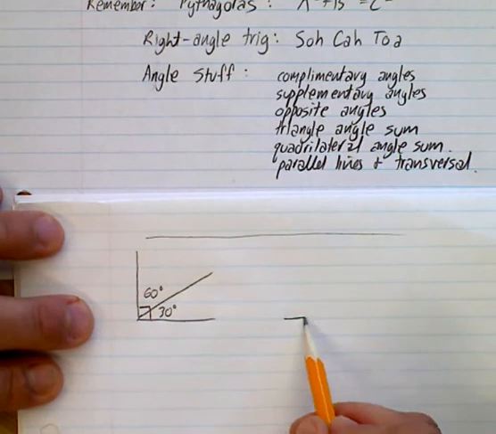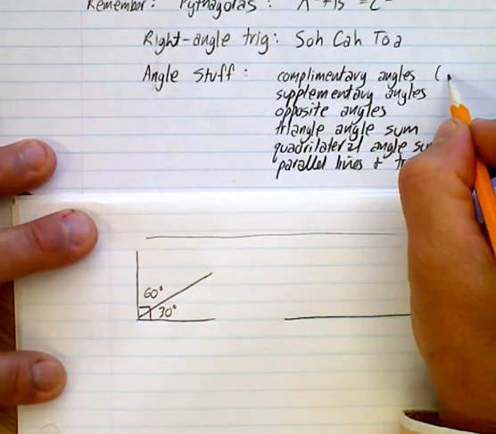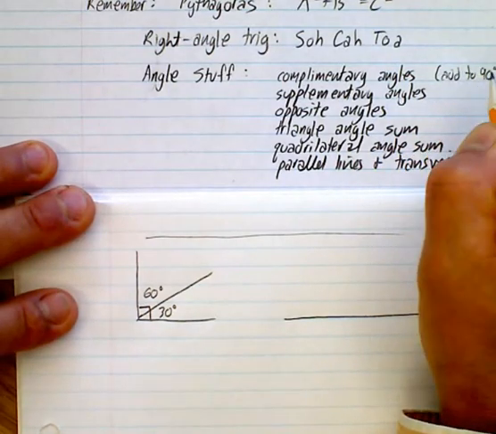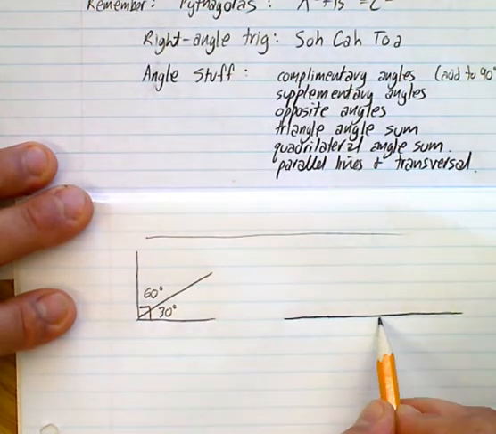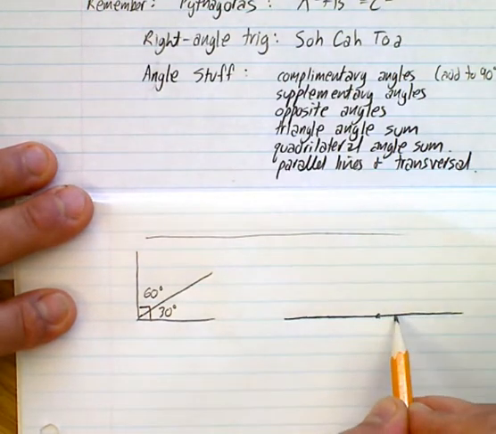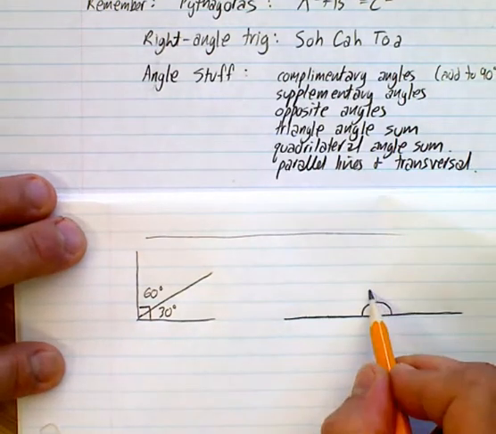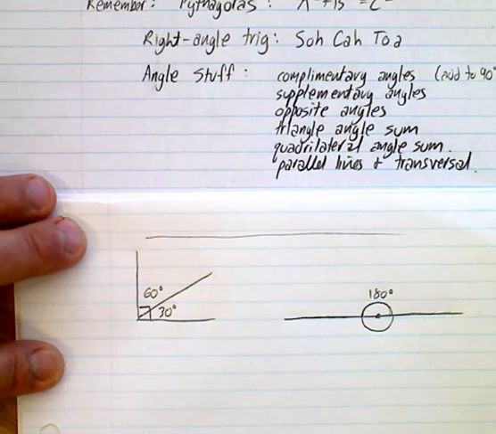Now, supplementary angles, okay. Let's say we have 2 lines going in opposite directions. How big is this angle right here? Hopefully you understand that that's going to be 180 degrees because it's half a revolution. An entire revolution would be 360 degrees, right?